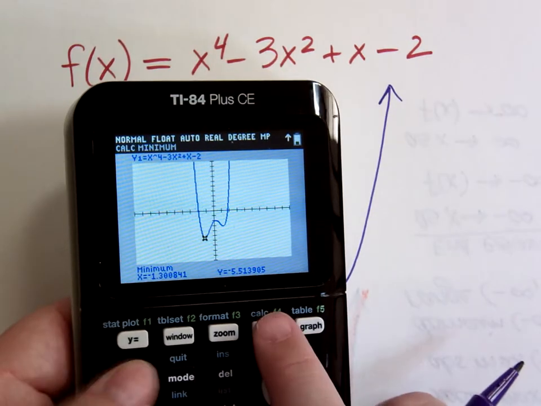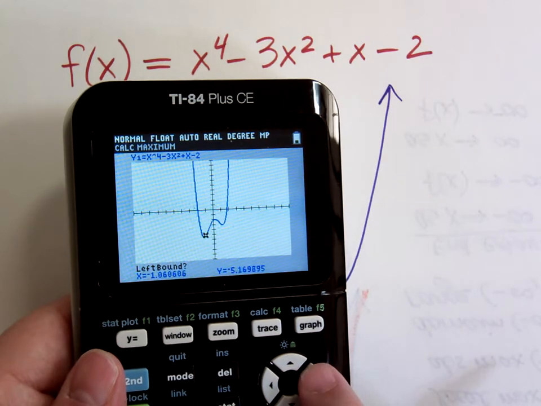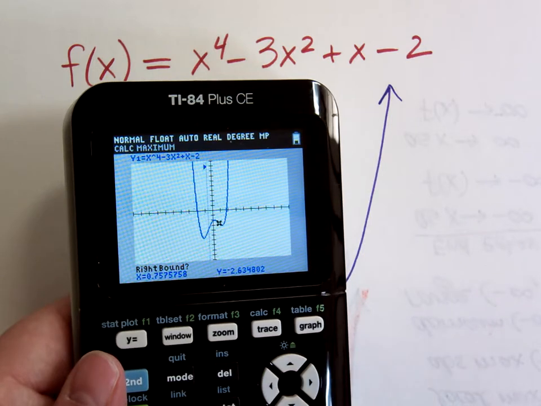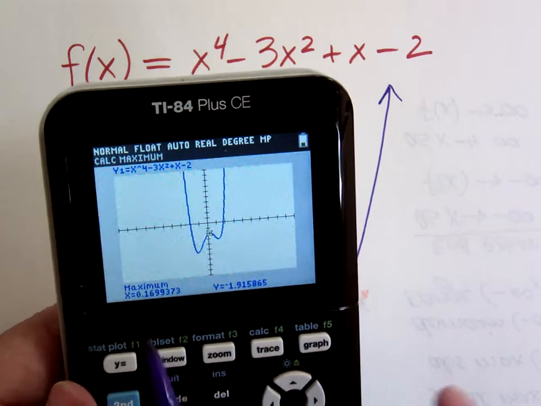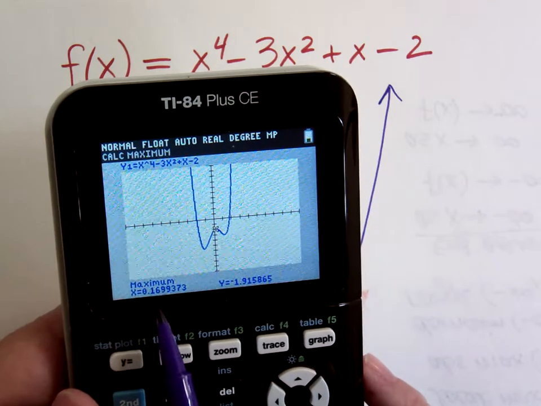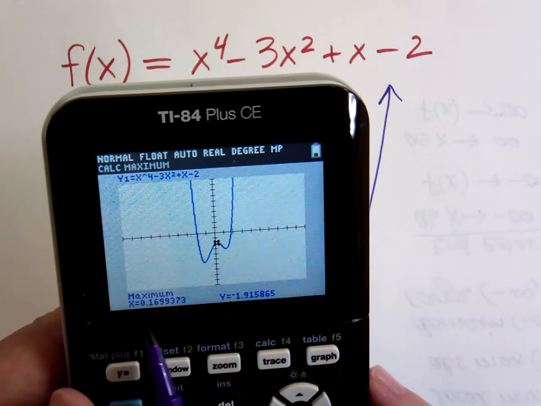Then second, trace, max, move to the left of my max, press enter, move to the right of my max, press enter. And for guess, don't forget to look. It needs to actually say maximum on the screen or you're not done. If it says guess or left bound or right bound, you're not done with the process. So maximum 0.16.